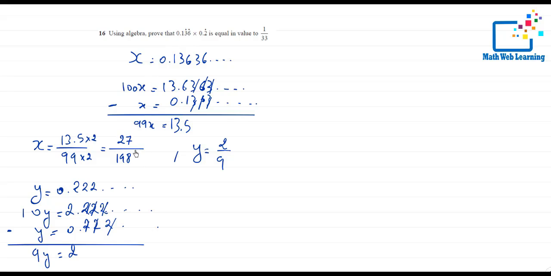Means that if you grab your calculator and type in this calculation, 27 divided by 198, you get 0.1363636 and so on, and the same thing for this one. So basically multiplying these two is multiplying these 2 fractions. So let's do that. I'm going to just write it here: 0.136 recurring times 0.2 recurring is the same as 27 over 198 times 2 over 9.